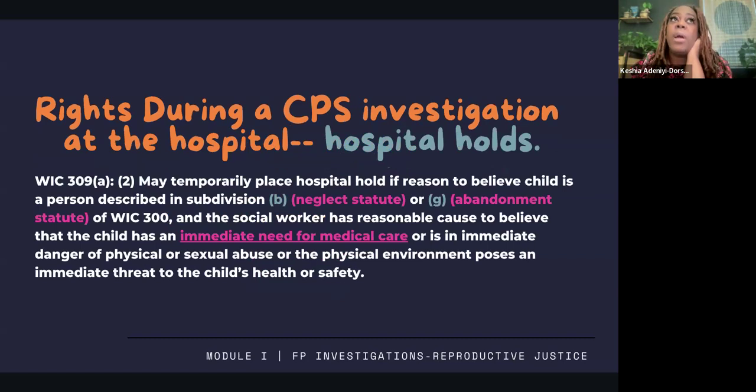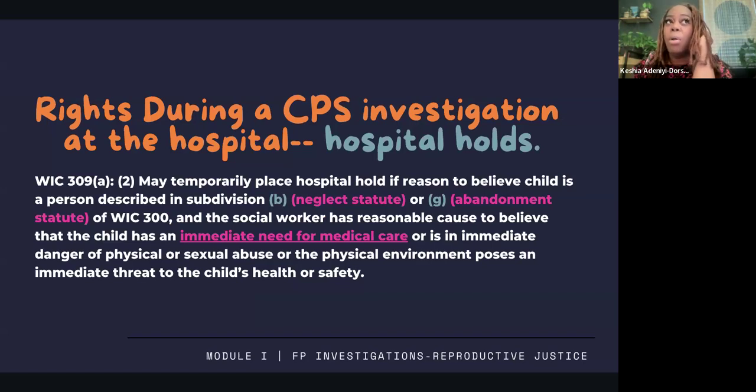So this is the right as far as hospital holds are concerned. This is only pertaining to California. It comes out of our Welfare and Institutions Code 309A. You guys will get a copy of these slides. But basically, the hospital is allowed to do a hospital hold if the person is essentially described under the neglect statute, whether it's severe or general neglect, or the child has been abandoned, and the social worker has reasonable cause to believe that the child has an immediate need for medical care. Okay, so that's one way that they can do it.